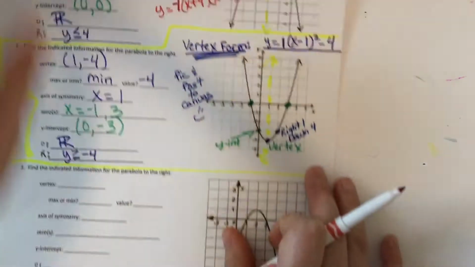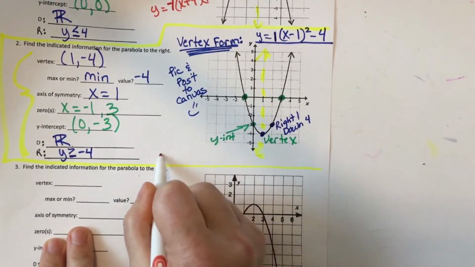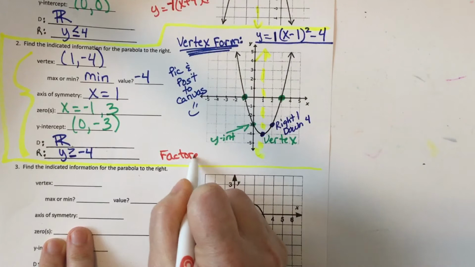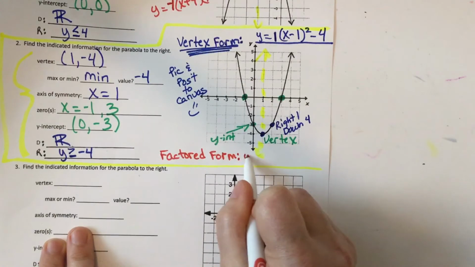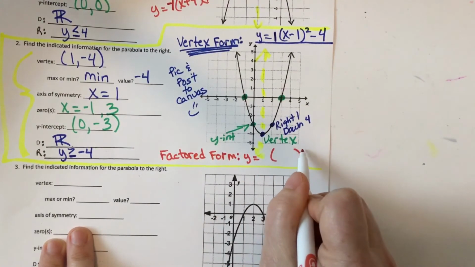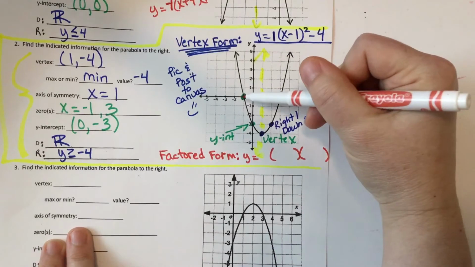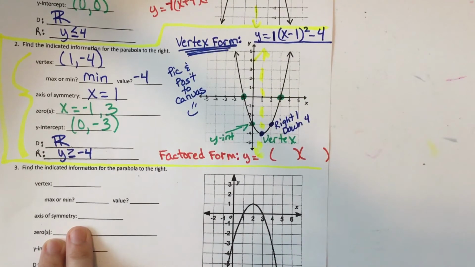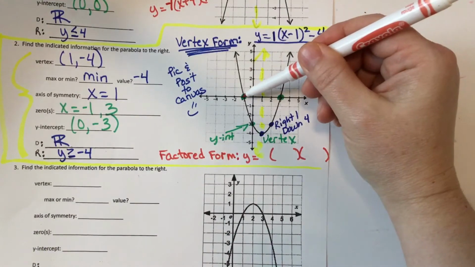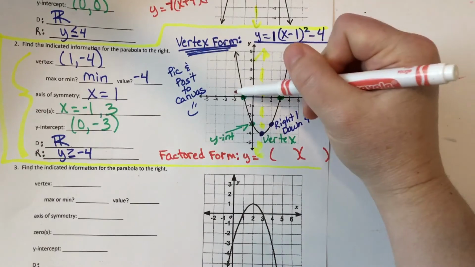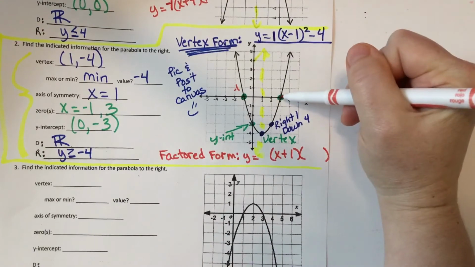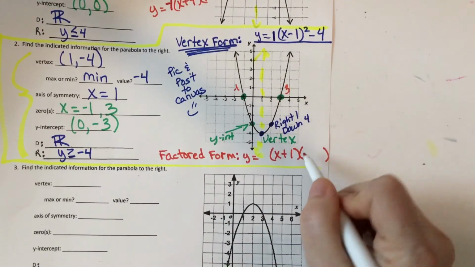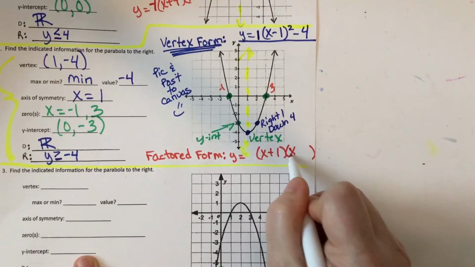So let's look at this one. If I was to write this in factored form, I'm going to have two sets of parentheses for where the graph touches the x-axis. Well, that is if it touches twice. So if the graph didn't touch the x-axis twice, we wouldn't have two sets of parentheses. Okay, so it's touching at negative 1. So if it's touching at negative 1, the factor is going to be x plus 1. And it's touching at positive 3, and if it's touching at positive 3, the factor is going to be x minus 3.